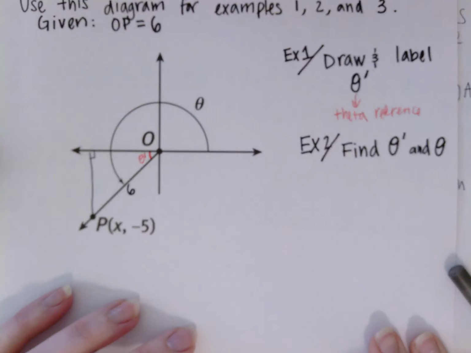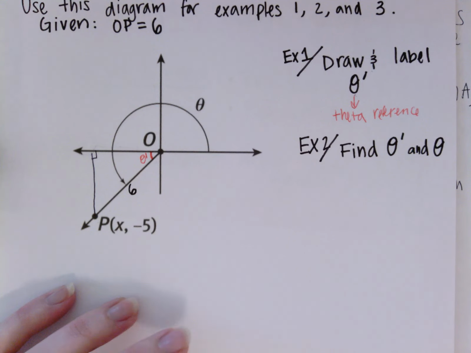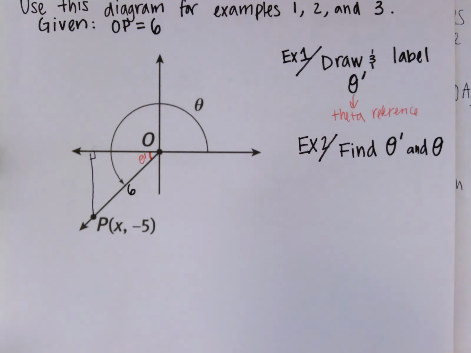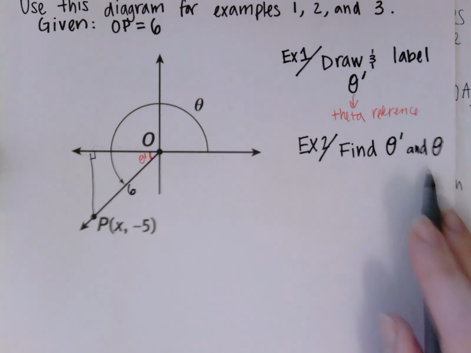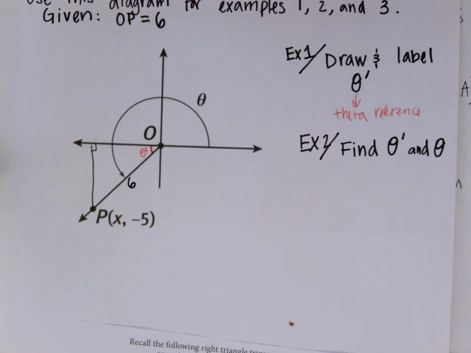That brings us to example 2. I need to find theta and theta reference. So the way I'm going to do that is with my trig ratios. I know to use my trig ratios because I am dealing with an angle. If I'm only looking at sides and I don't need to use an angle at all, then I could use the Pythagorean theorem. This is asking for an angle. I am going to need to use the trig ratios.